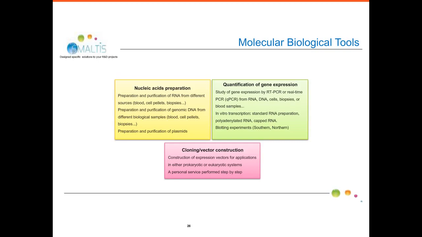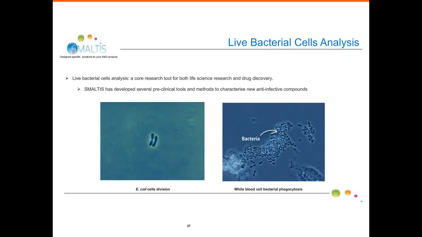But to better understand what we are able to do at SMALTIS, I think the best is to switch to the second part of my speech and to speak about live bacterial cell analysis. Live bacterial cell analysis, as you know, is a core research tool for researchers and also for our customers. So, we have set up several preclinical methods to characterize new anti-infective compounds. I'm going to present three of them, requiring, of course, the use of the Tecan reader.